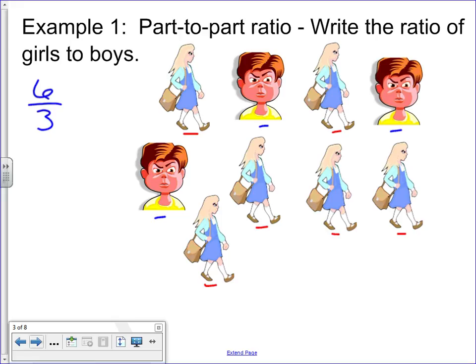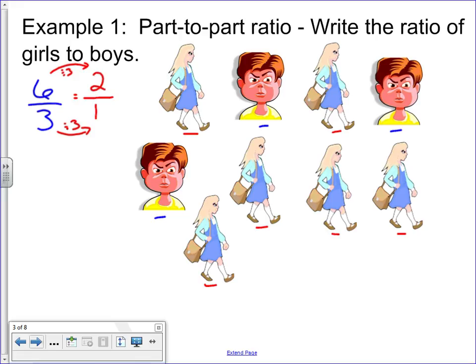We can, however, and we should, simplify ratios. And this is where it gets a little bit confusing with simplification. But we could divide by 3, which would give me a total of 6 divided by 3 is 2, 3 divided by 3 is 1. So what that tells me is that there are 2 girls to every boy.